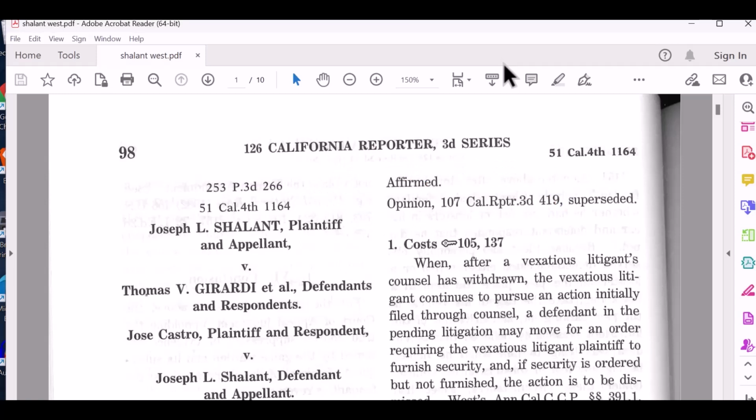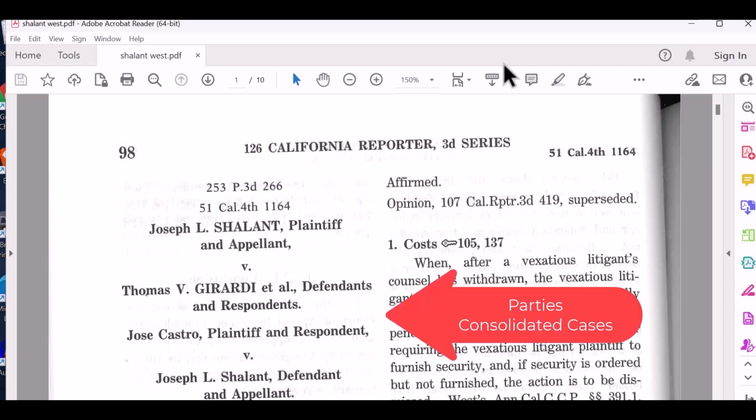Then we have the names of the parties, and one of the things you'll notice is that this is actually 2 different cases: Shallant versus Girardi and Castro versus Shallant. They were consolidated, probably because they deal with the same issue. That happens sometimes. In fact, if you go look at the famous case Roe versus Wade about abortion, you'll discover that it was 2 separate cases, and nobody ever remembers the name of the second case because you only refer to it by the first case name.